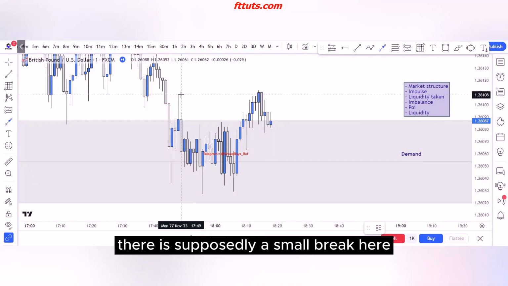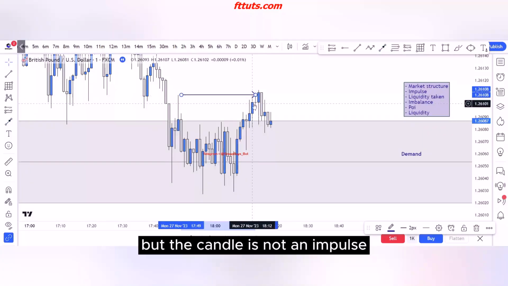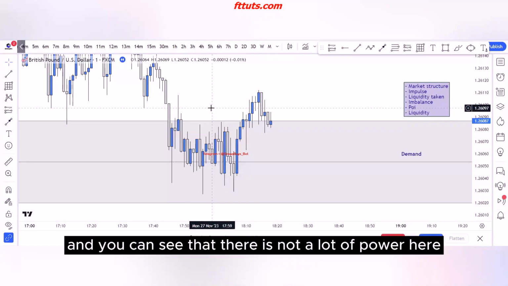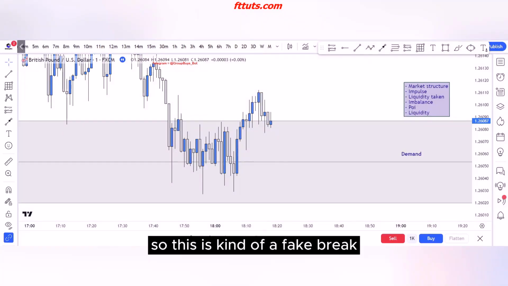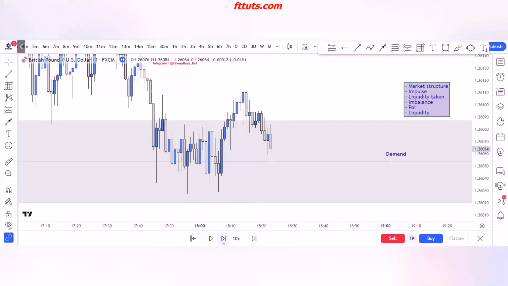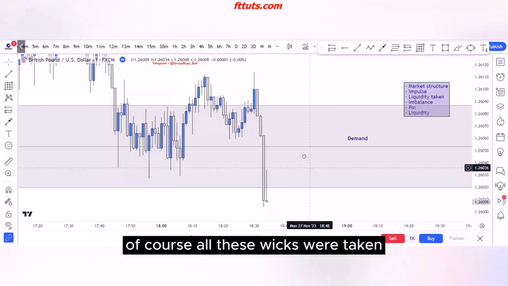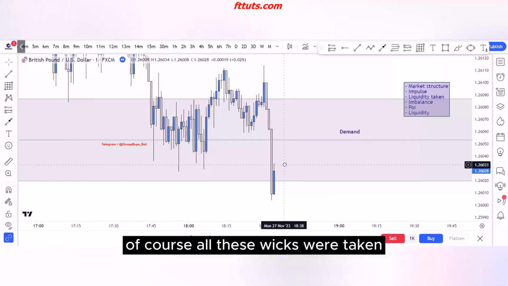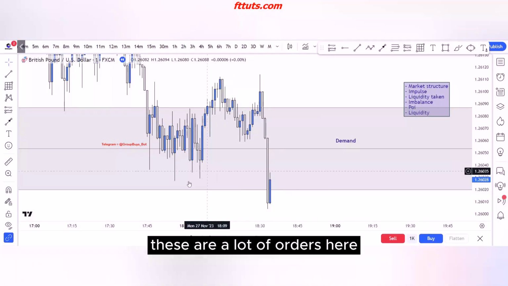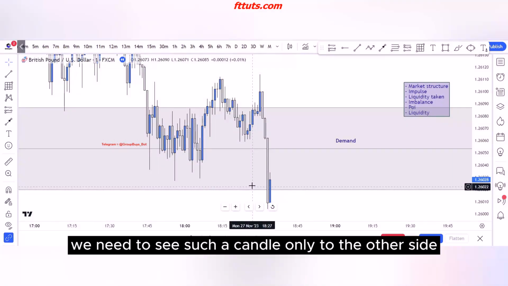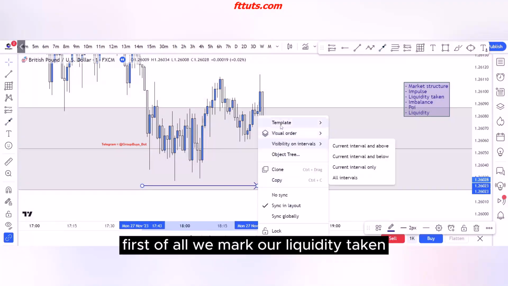There is supposedly a small break here, but the candle is not in impulse and you can see that there is not a lot of power here. So this is kind of a fake break. Of course, all these wicks were taken. These are a lot of orders here. We need to see such a candle only to the other side. First of all, we mark our liquidity taken.